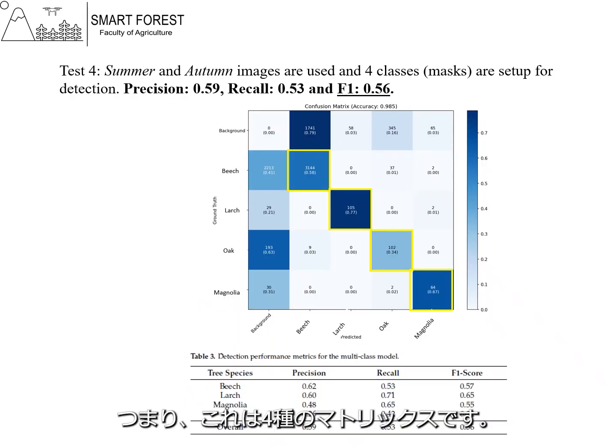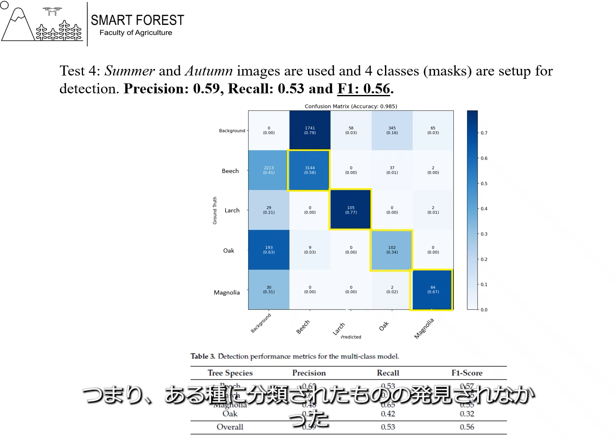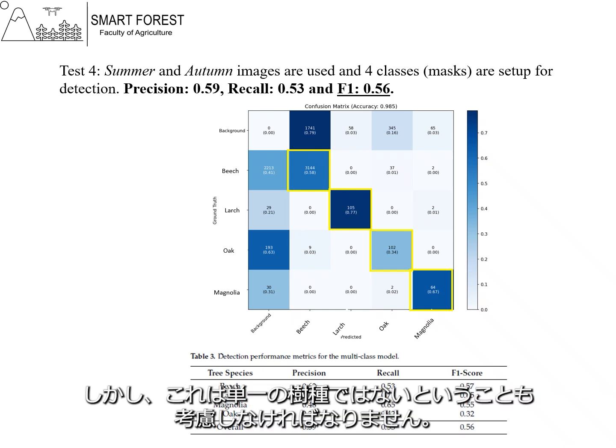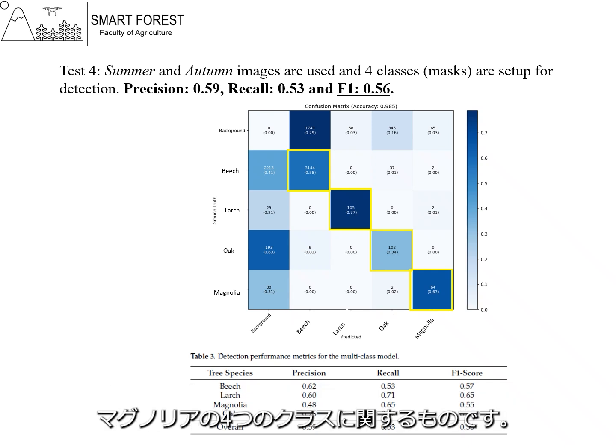So this is the matrix of the 4 species. The values are not higher because in the case of the precision, there are false predictions, of course. So trees that were not found, that were categorized as one species, was not categorized as the other. But you have also to think that this is not one tree species. These values are for the four classes, for beech, for larch, for oak, and magnolia.